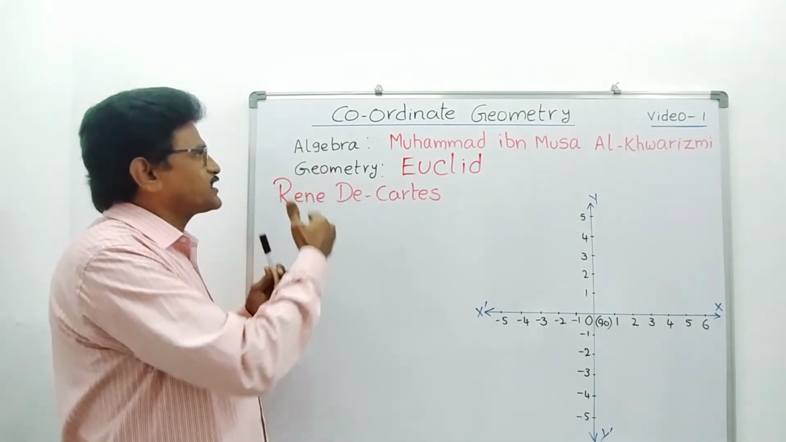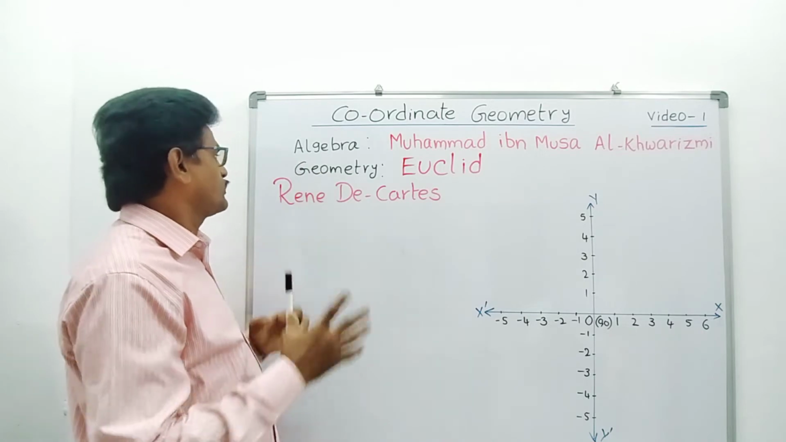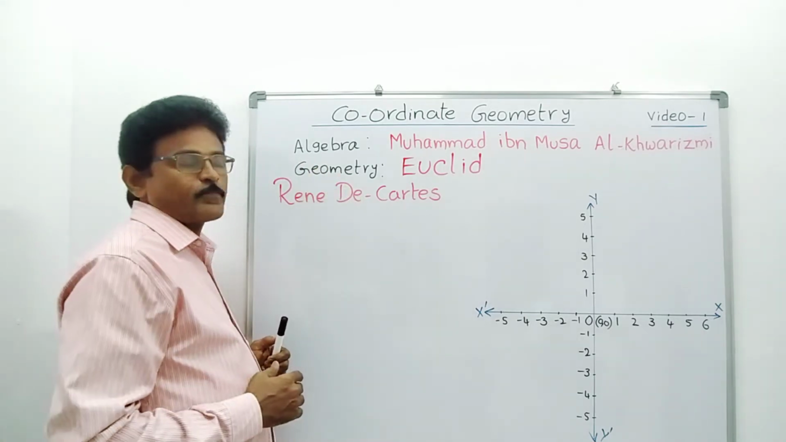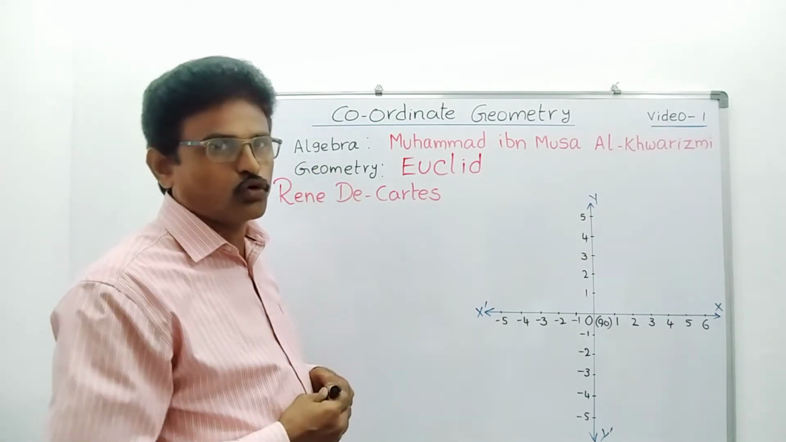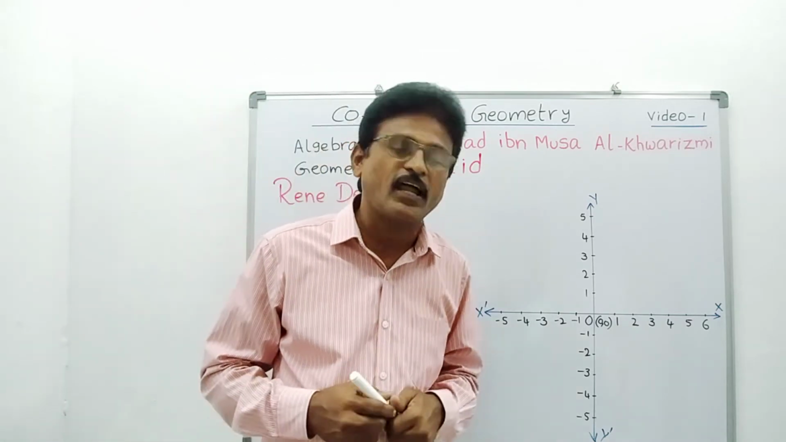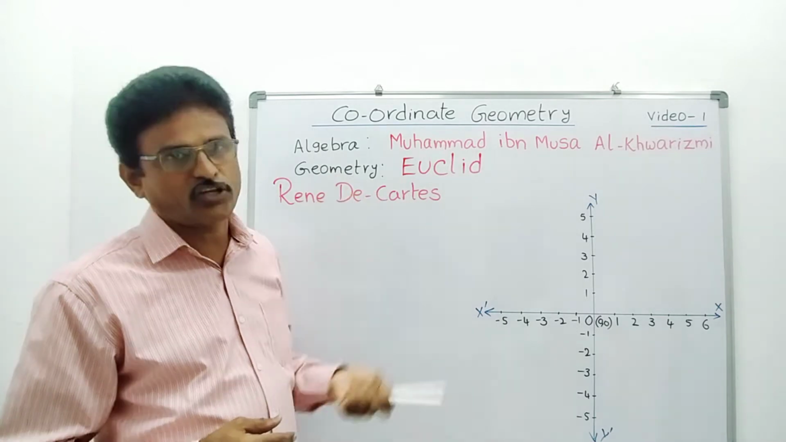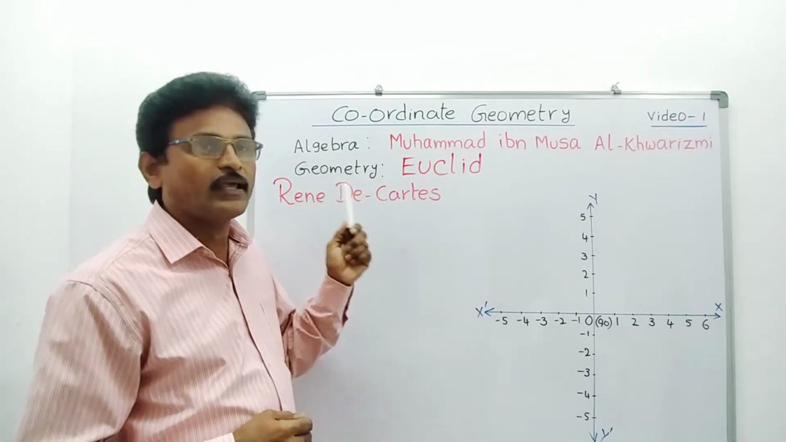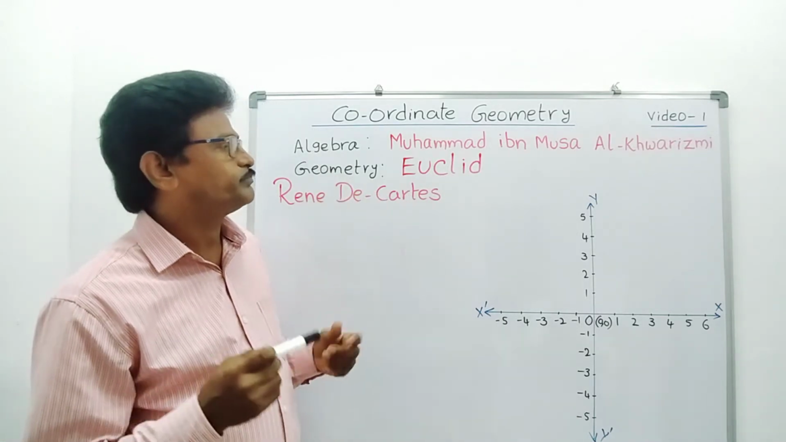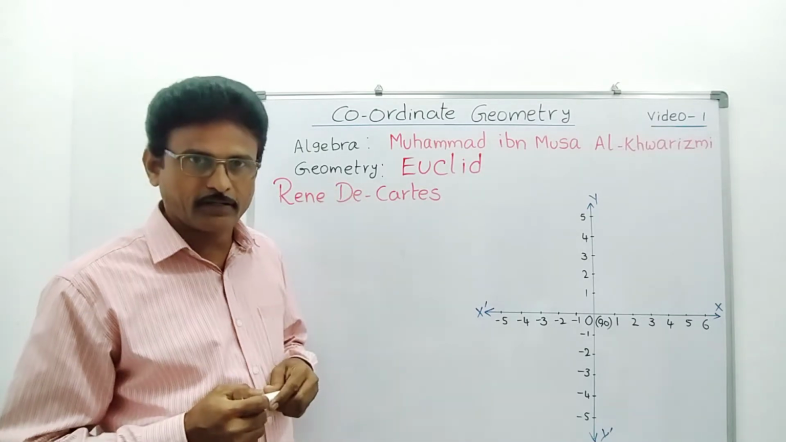And the first link combining these two was given by René Descartes. René Descartes was a French mathematician of the 17th century. He was the father of coordinate geometry. Remember his name? René Descartes. Now, what is this coordinate geometry?